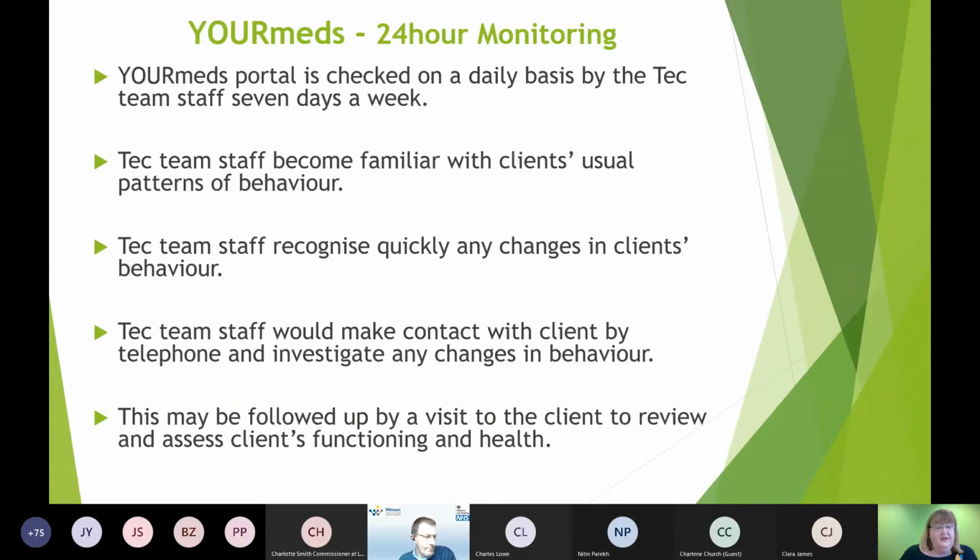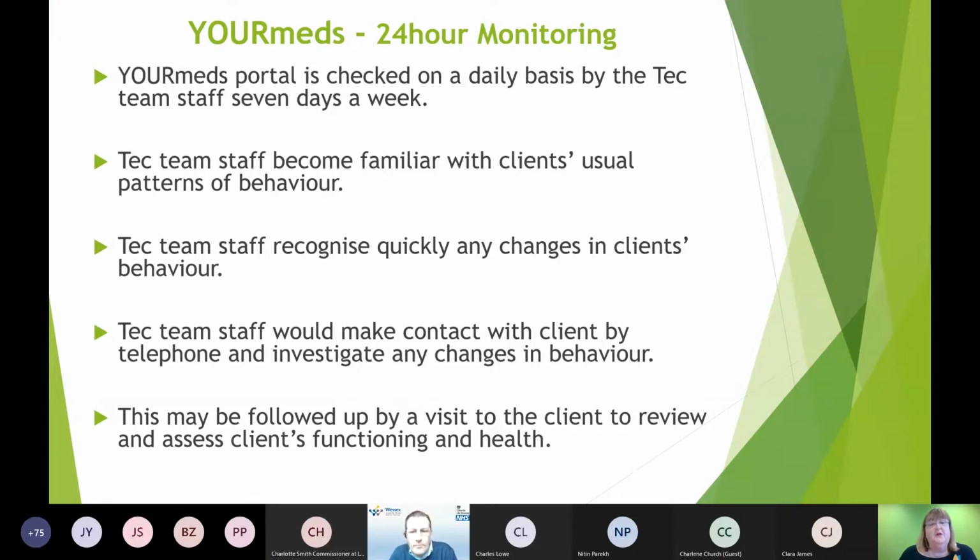As we've heard from Nitin earlier, the YOURmeds portal provides information on alerts on a 24-hour basis. Every dose of medication of each client is recorded and processed into a report. Due to this, in West Lothian, we provide a 24-hour monitoring system. The YOURmeds portal is checked on a daily basis by the tech team, 7 days a week.